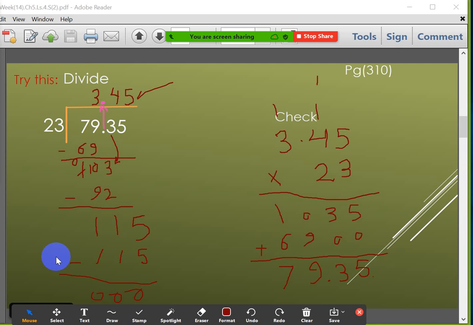Okay, now we will do number 1. I want you to start with number 1 on page 310. Write the quotient with the decimal point placed correctly. So I want you to start.